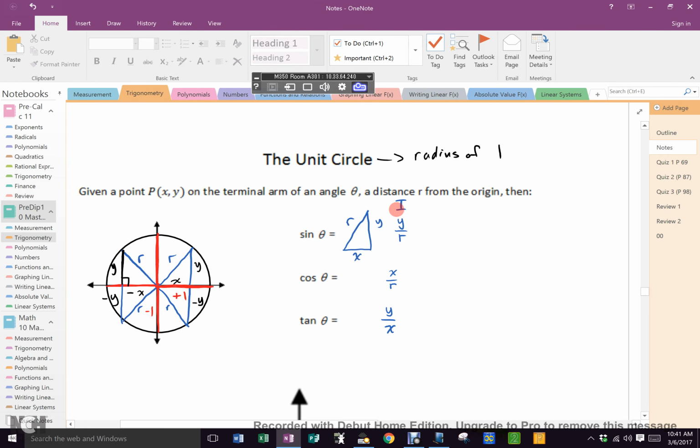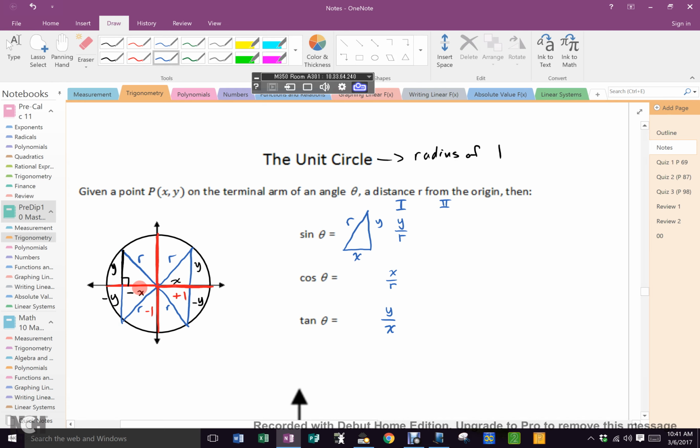This is quadrant 1. What happens in quadrant 2? You've got the same triangle, but what is y? What is y? Positive. And what is r? R is always positive. So in quadrant 2, what happens with sine? Sine stays positive. Cool? What happens with cos? Negative x over r. What happens with tan? Y over negative x. Everybody cool?